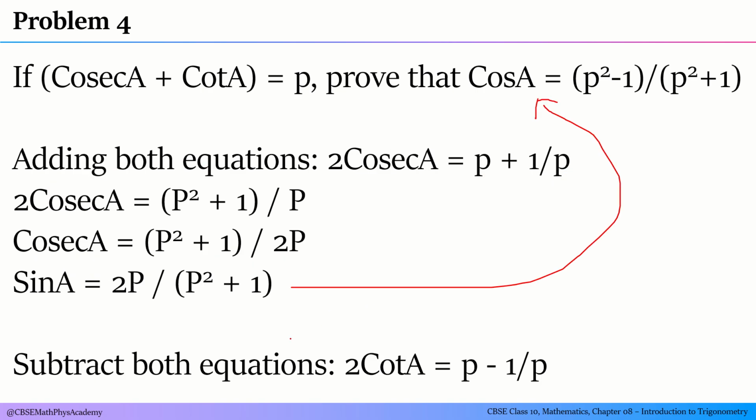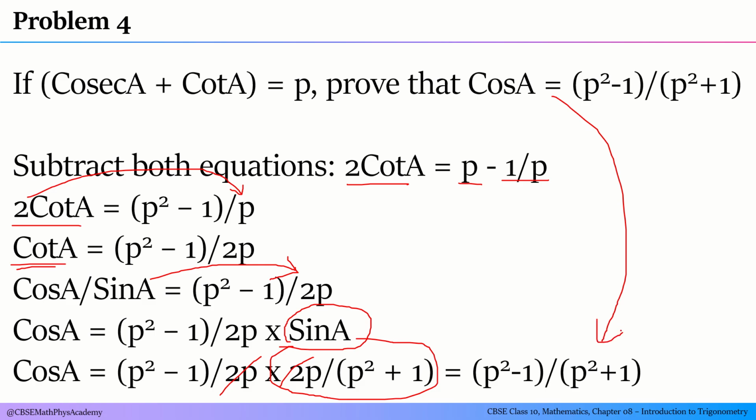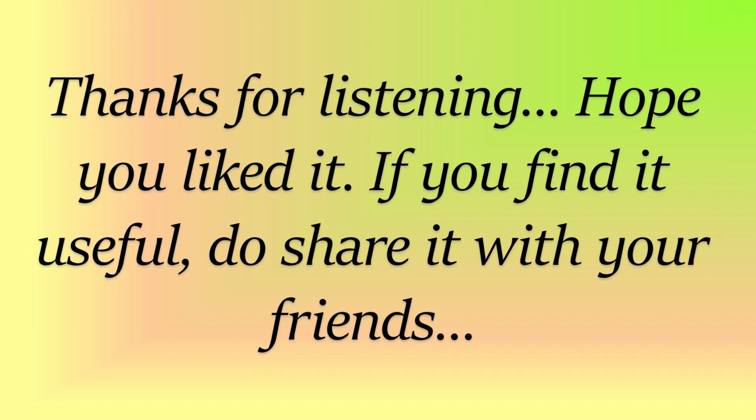In the previous part, we found out the value of sin A, which is nothing but 2p divided by p square plus 1. So I'm going to substitute that here. So cos A is equal to p square minus 1 divided by 2p into 2p divided by p square plus 1. This 2p and 2p get cancelled and you are left with p square minus 1 divided by p square plus 1. Thus, you have proved cos A is equal to p square minus 1 divided by p square plus 1, which is exactly what the problem wanted.